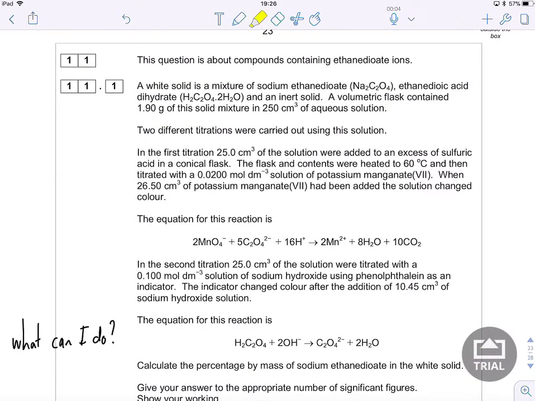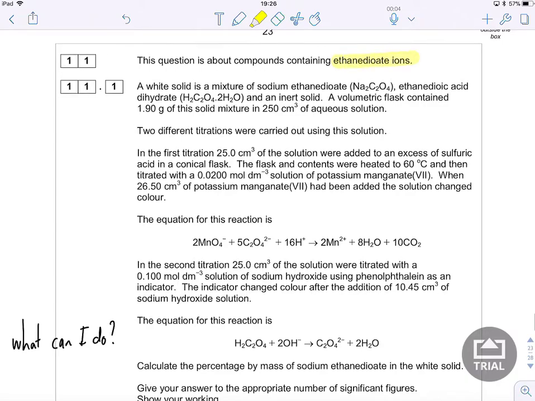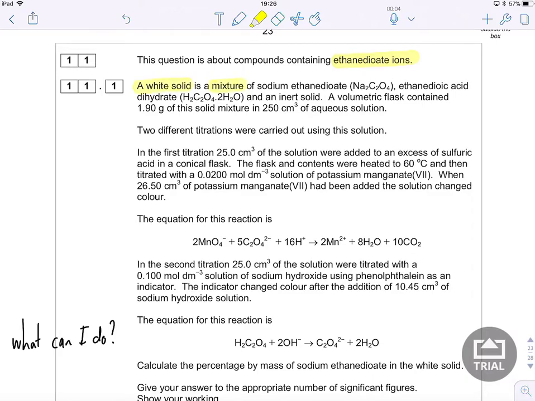So this question is about compounds containing ethanedioate ions. It says a white solid is a mixture of sodium ethanedioate, ethanedioic acid, and an inert solid. Inert means that it's not going to react, so we don't need to worry about that reacting. The volumetric flask contained 1.9 grams of this solid mixture in 250 cubic centimetres of aqueous solution. Two different titrations were carried out using the solution.